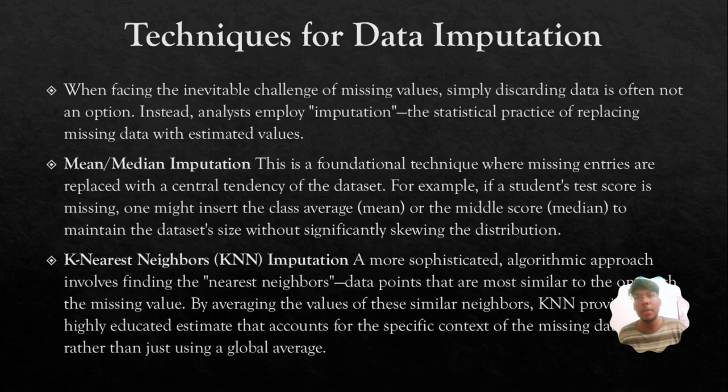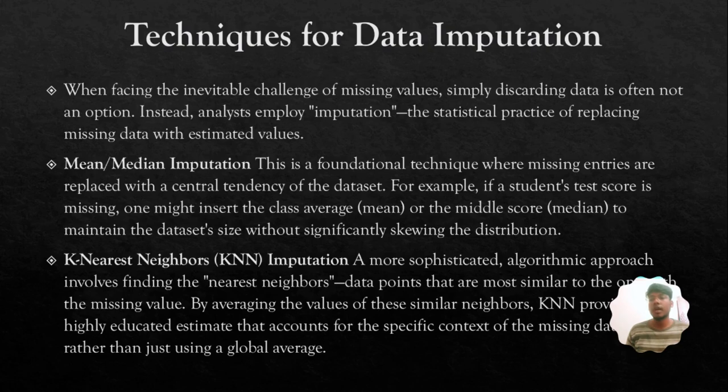So what are the techniques for data imputation? When facing the inevitable challenge of missing values, simply discarding data is often not an option. Instead, analysts employ imputation, the statistical practice of replacing missing data with estimated values. Mean and median imputation is a fundamental technique where missing entries are replaced with the central tendency of the dataset. For example, if a student's test score is missing, one might insert the class average, that is the mean, or the middle score, that is the median, to maintain the dataset size without significantly skewing the distribution.